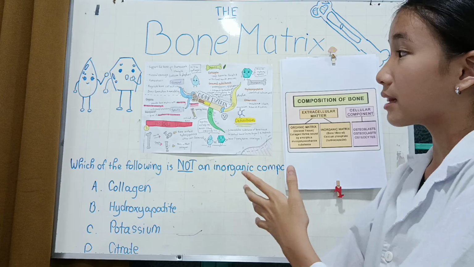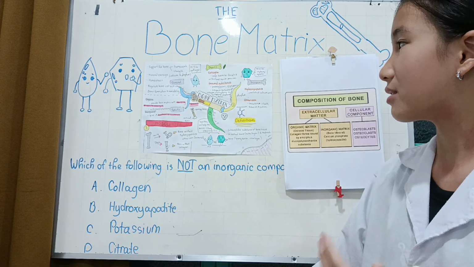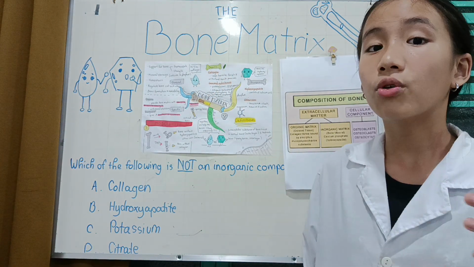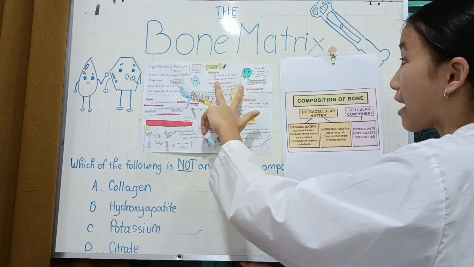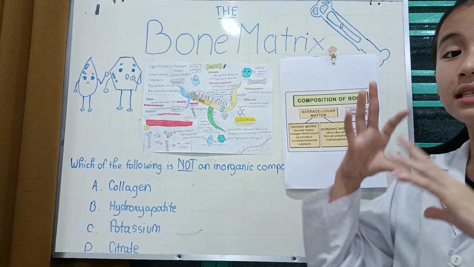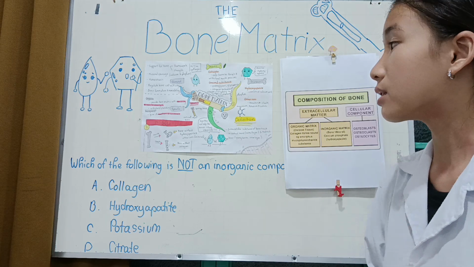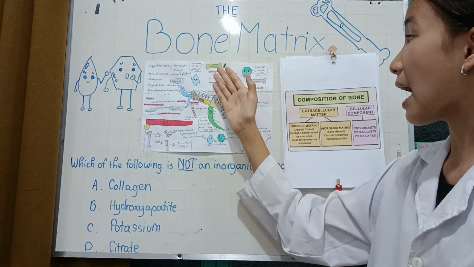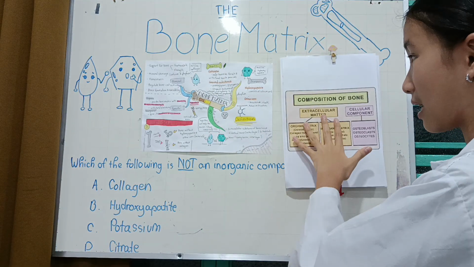Now, speaking of which, let's talk about the components of the bone matrix. They are separated into two main parts, which are the organic compounds and the inorganic compounds. So remember, the organic and inorganic compounds are extracellular matter, which is part of the bone matrix. But the cellular component is the cells themselves, which includes the osteoblasts, osteoclasts, and osteocytes. The organic and inorganic compounds are what we're going to focus on in this video, which is the extracellular matter.